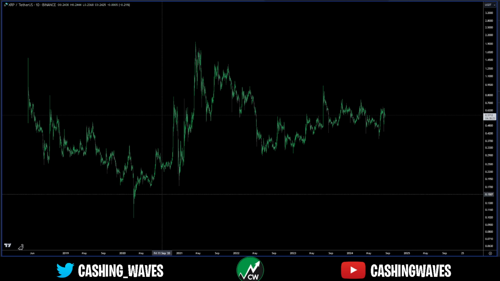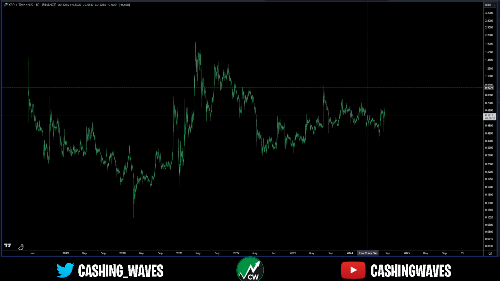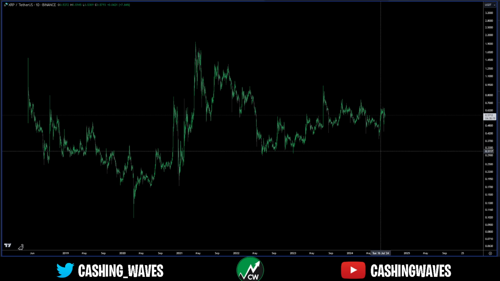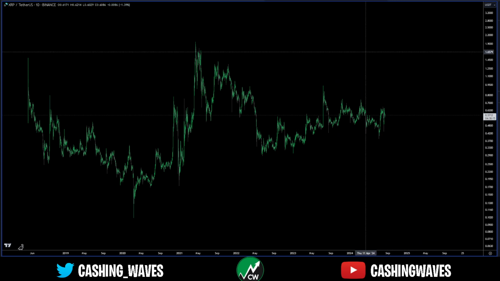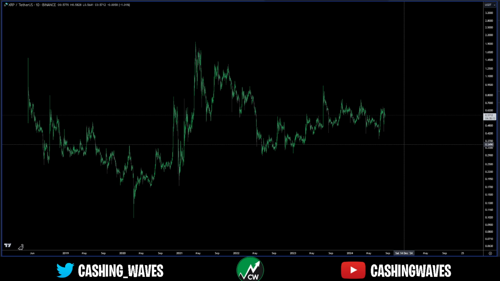Welcome to Caching Waves. This is an Elliott wave update for XRP. Now I'm going to get into the micro time frames, talk about how the count has potentially changed and where I expect us to go from here.